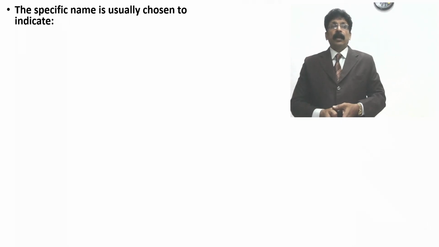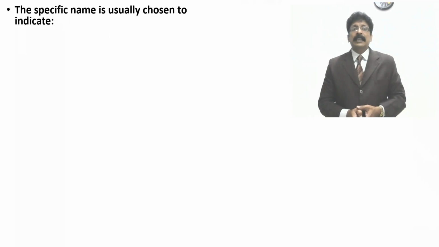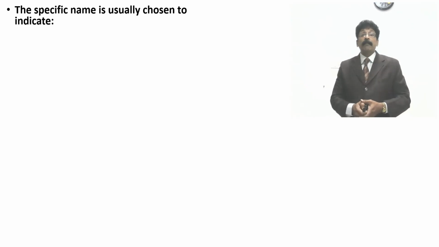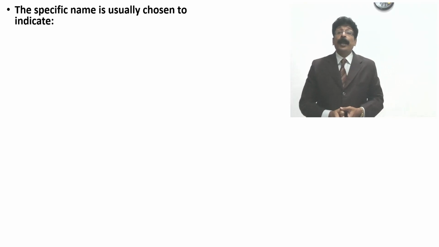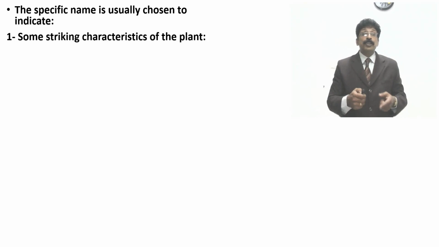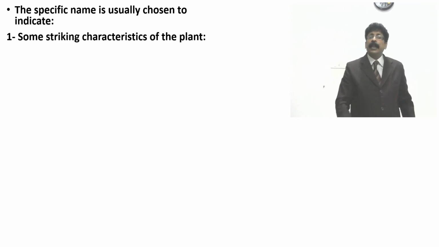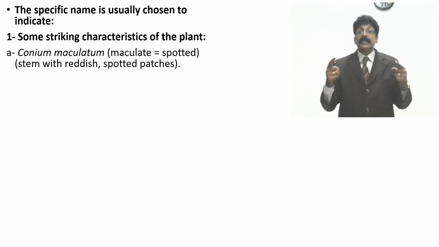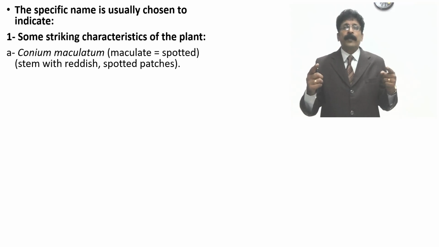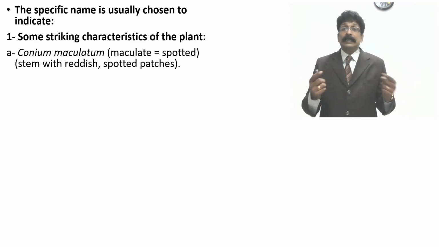Now the next one, the definitions. We are dealing with the small definitions in this class. The specific name is usually chosen to indicate some striking characters of the plants, which have been denoted in the name itself. So we have taken some examples for you to know how, in the genus and species name, they have incorporated the characteristics of the plants.